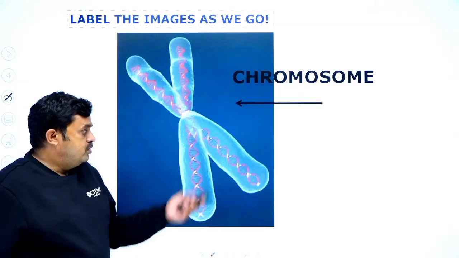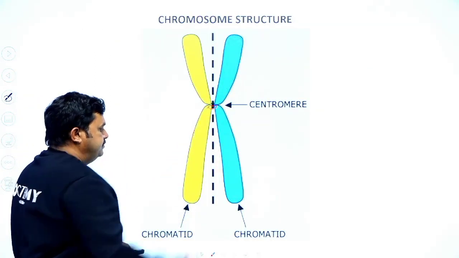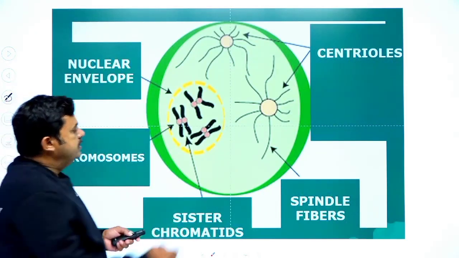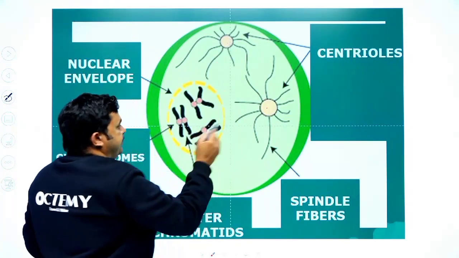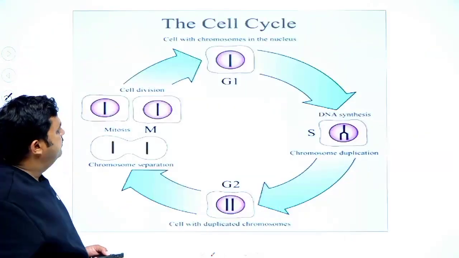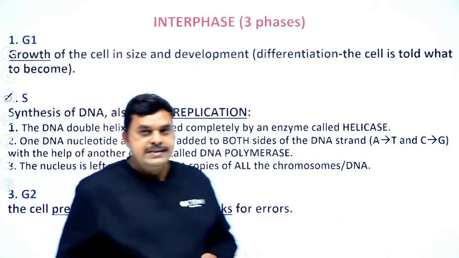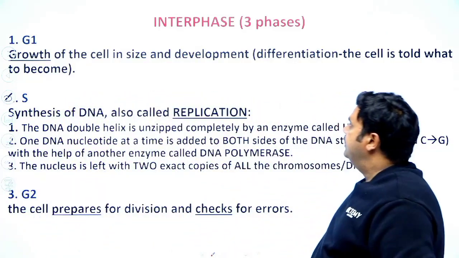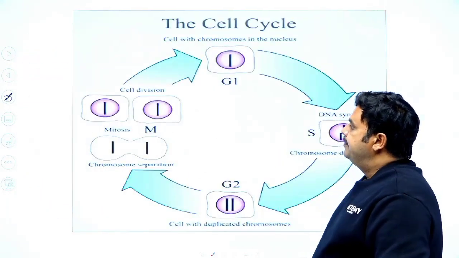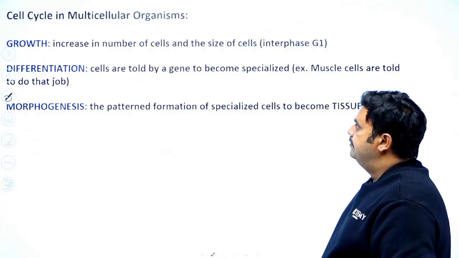You see the chromosome structure. This is the chromosome. This is the centromere. Centrioles are involved in spindle fiber formation. Okay. So in the cell cycle, you need to remember interphase, G1, synthetic and gap 2, and cell division.